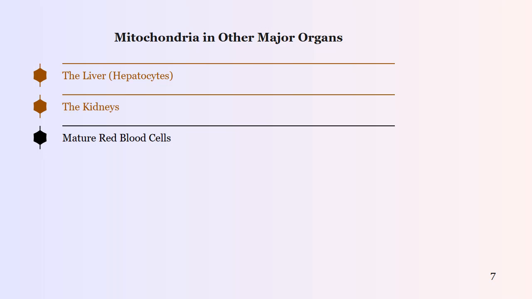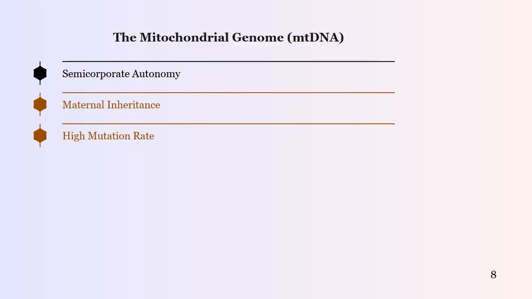Mature red blood cells. Erythrocytes possess exactly 0 mitochondria, ensuring they do not consume the oxygen they are tasked with transporting. 8. The mitochondrial genome, mtDNA. Semi-autonomy. Mitochondria possess their own distinct circular genome, reminiscent of their ancient bacterial ancestors.